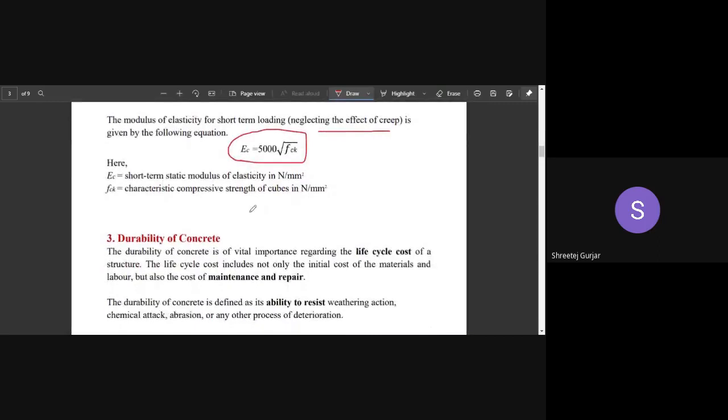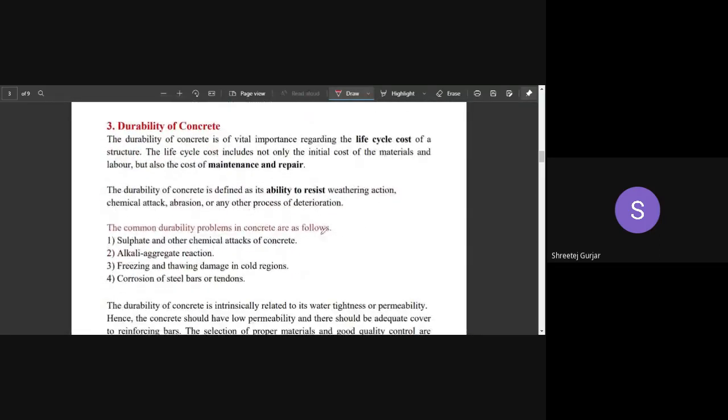Coming to your next property, which is the durability of concrete. Durability is required so that your concrete has a larger life cycle, a larger lifespan. If your concrete is more durable, it will not require any maintenance and it will not require any repair as your concrete ages. So durability is an important factor in the life cycle cost of a structure.